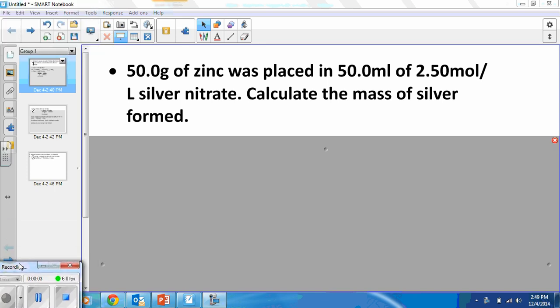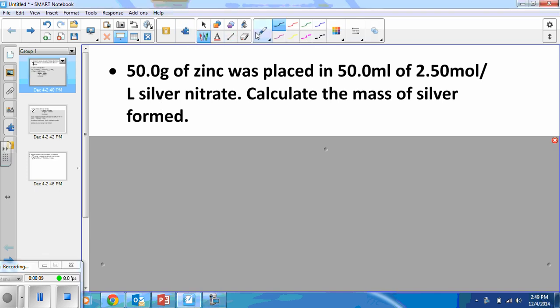So for all the problems that we've seen up to this point, the questions made it very explicitly clear which reactant was limiting and which one was in excess. For this question, we're just being told that we have 50 grams of zinc and that we have 50 milliliters of a 2.5 mole per liter solution of silver nitrate. Calculate the mass of silver formed.